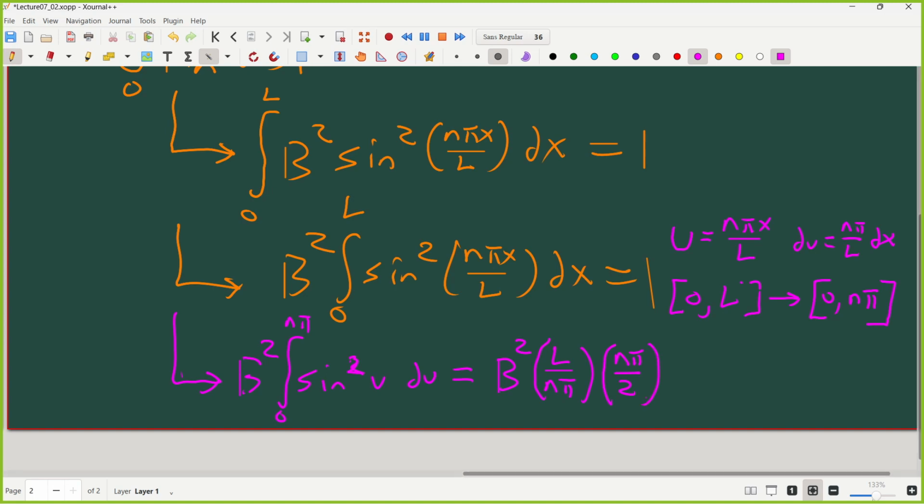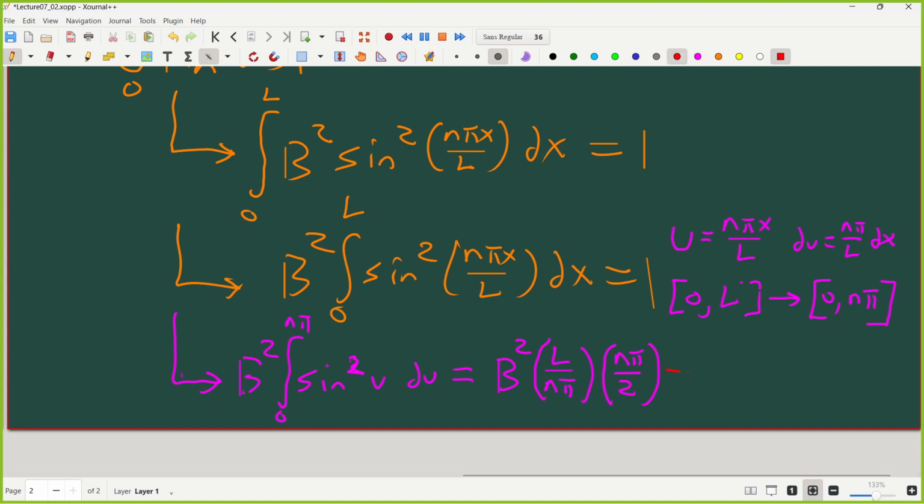All right, so where do these numbers come from? Well, the b squared, again, comes out of the factorization. The L over n pi comes from the du factor here. And the n pi over 2 comes from the integration of sine squared. So the integral of sine squared u from 0 to n pi is n pi over 2. Okay, so this is the integral result. This is my u substitution, and this is my coefficient. And of course, this all has to be equal to 1.